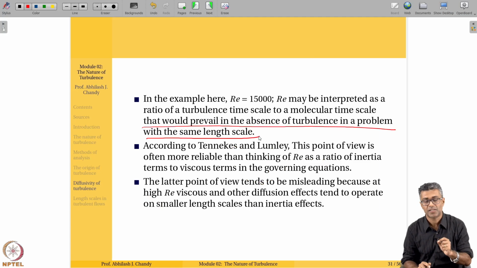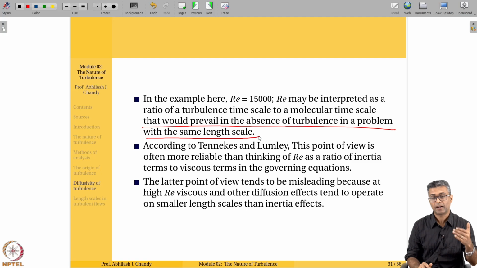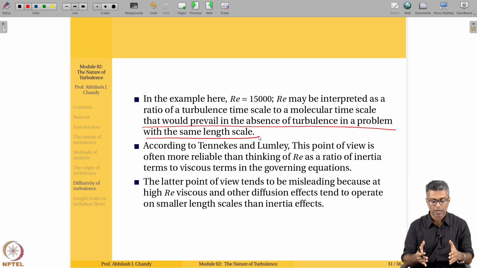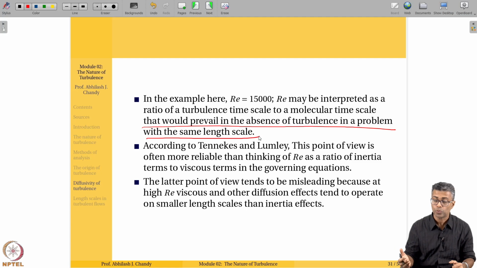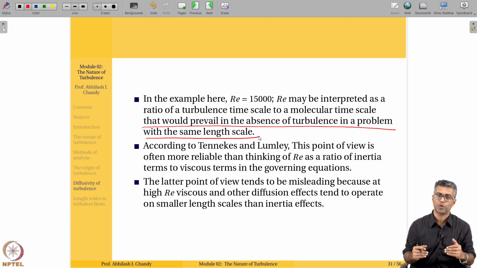And this is Tennekes and Lumley's interpretation of the Reynolds number. It's a very interesting observation. According to them, this point of view is more reliable than thinking of the Reynolds number as a ratio of inertia over viscous. So always when we bring in the Reynolds number, we say, okay, it is rho UL over mu, or UL over nu, as in kinematic viscosity, and then we say it is the ratio of inertia over viscous forces.